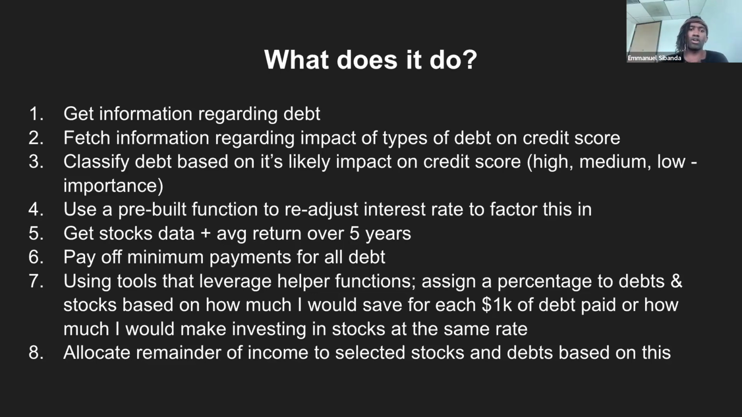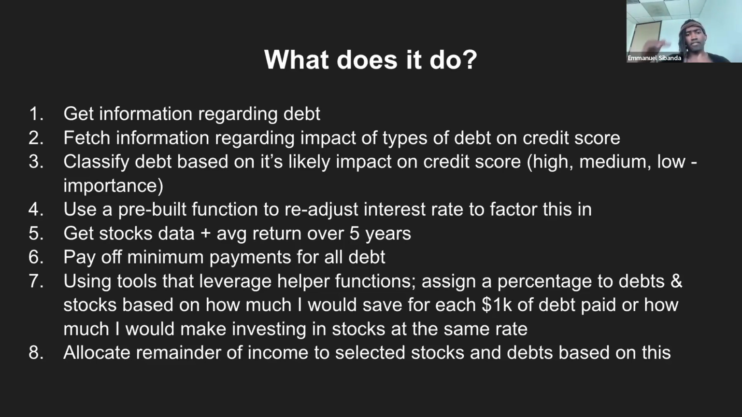So high, medium, low. It passes that output into a function I built to readjust the interest rate for the debt. The idea behind this is that I'm not prioritizing debt payment based on interest rate alone. I'm prioritizing based on interest rate and its impact on credit score. So I have an adjusted interest rate based on the combination of those two things. I use another module that I built to get stocks data plus the average return over a 5-year period.